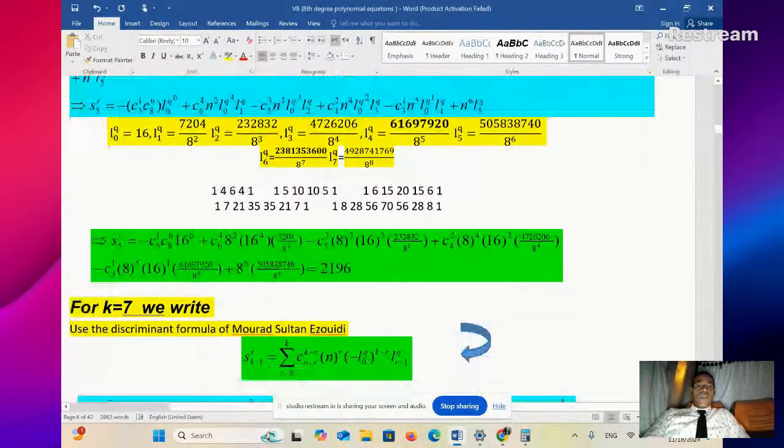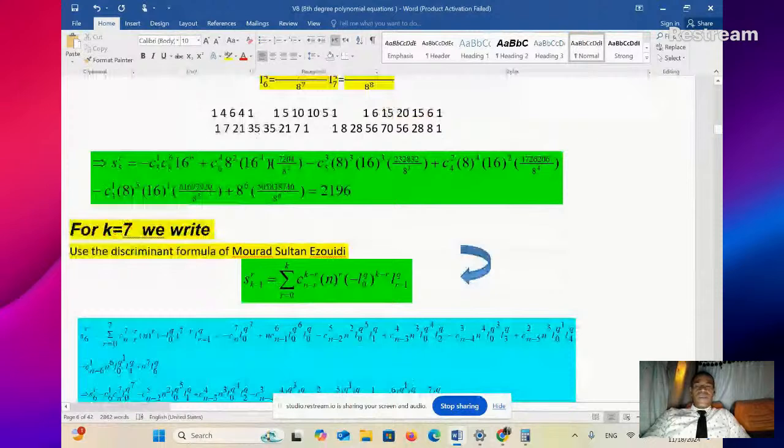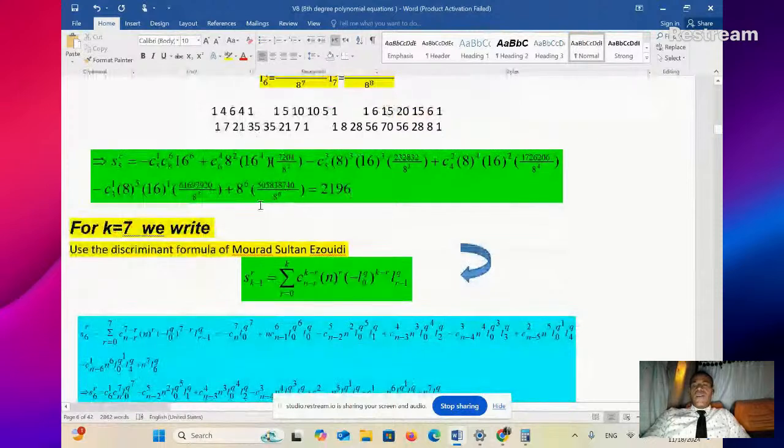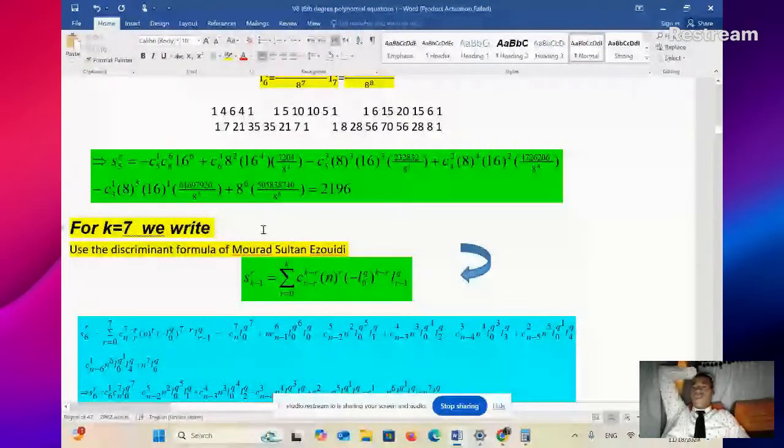Okay, now learners, we can continue this one. I will give you 1 minute, learners, to get the value of S5. Okay. Now, learners, you should find, let's say, k equals 7 in the discrete formula of Murad Sultan Swedi, this one, the green one. So that will find S6. Okay, S6 and S7, so only two coefficients.